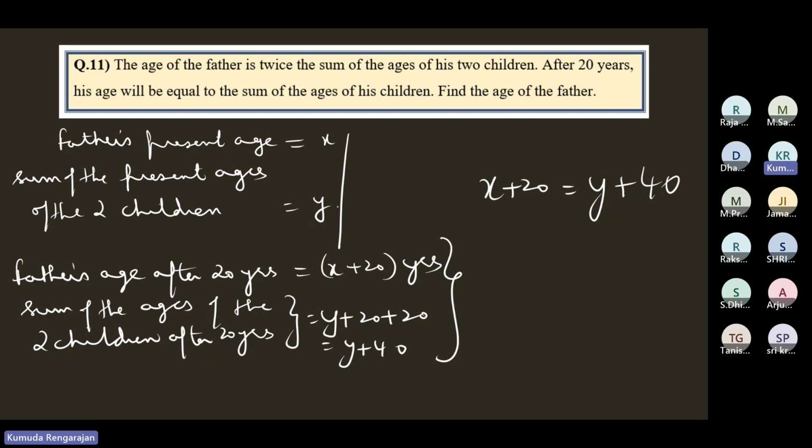Whenever the question takes the future, after 20 years, when you read that, you should use the ages after 20 years only. You should not use present ages. Only if they say present age, you must take present age. Otherwise, it is a future age.